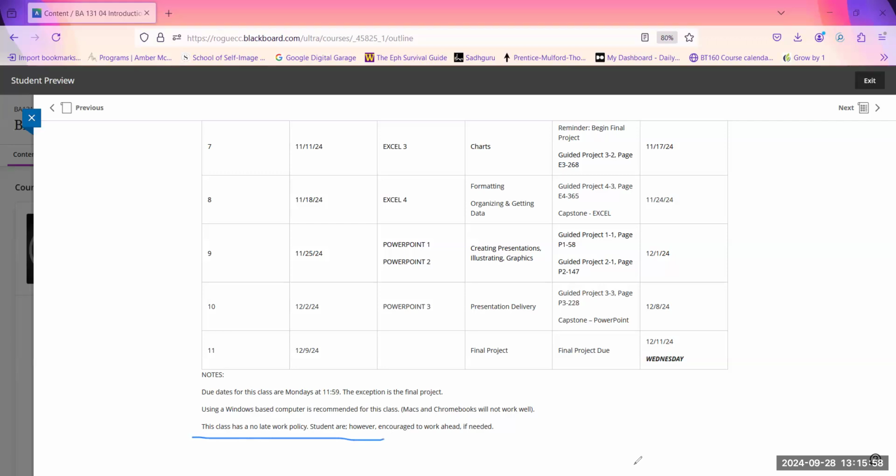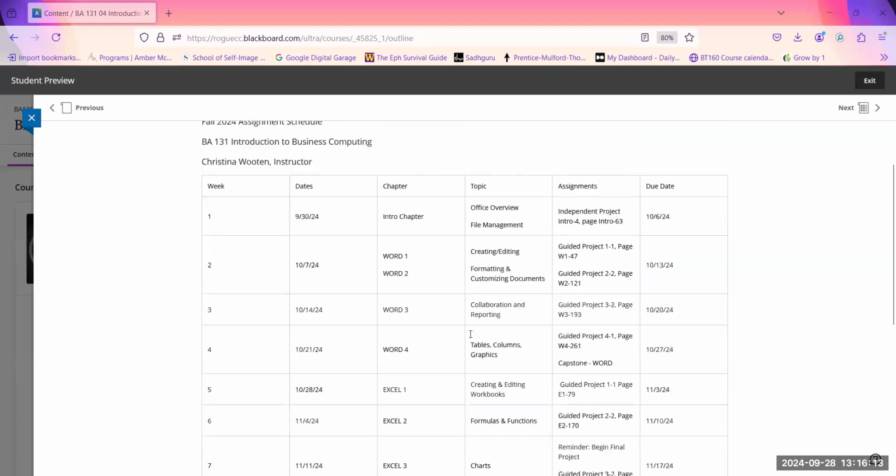Next is this class has a no late work policy. That means your work is due by the due date. I also have the assignments opened ahead of time. So if you know you're going to have something come up, you are welcome to work ahead in this class.